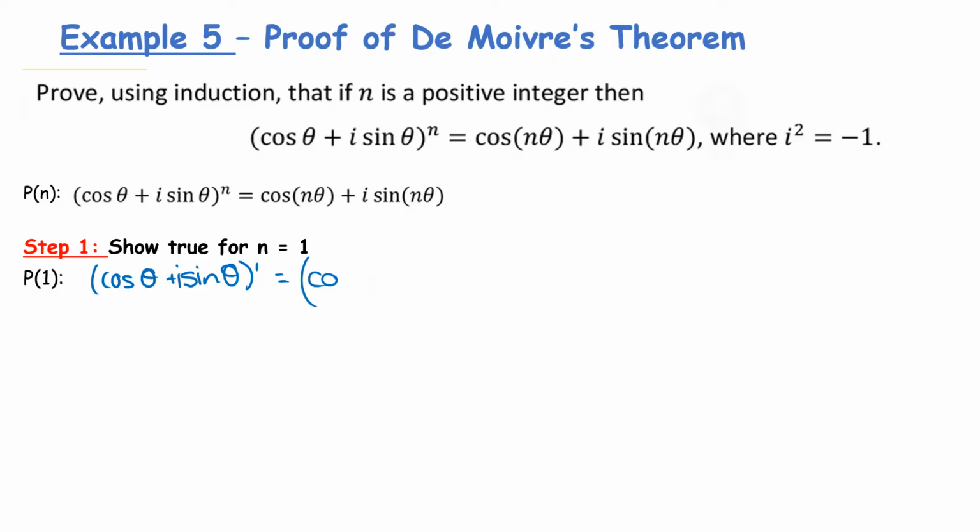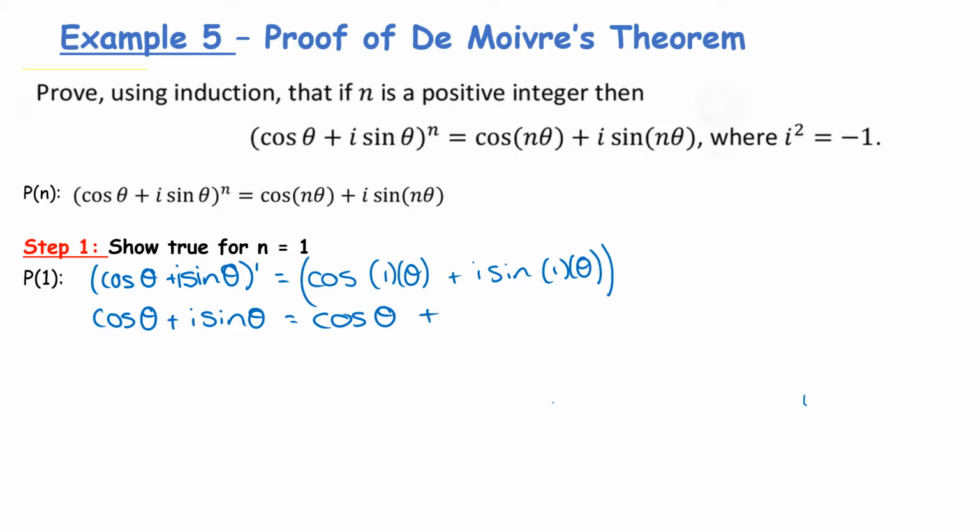It's all a bit messy. Let me tidy that up a little bit. Cos of 1 times theta plus i sine 1 times theta. We know anything to the power of 1 is just itself, so we have the cos of theta plus i sine theta is equal to, I don't need that bracket, cos of theta plus i sine theta. So that's true. Therefore, P1 is true.